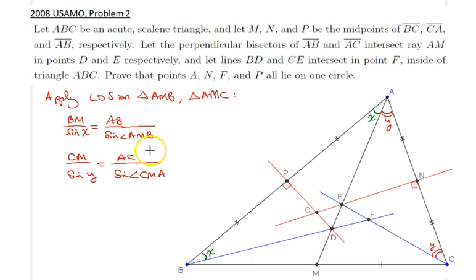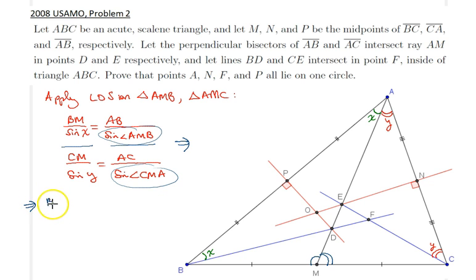Now what I will do is take the ratio of these two equations, or the quotient, if you will, also noticing that sine angle AMB is equal to sine angle CMA because they are supplementary angles up here. So therefore the sines would be the same. So this would imply, after I take their ratio, let me actually do it on the following line.